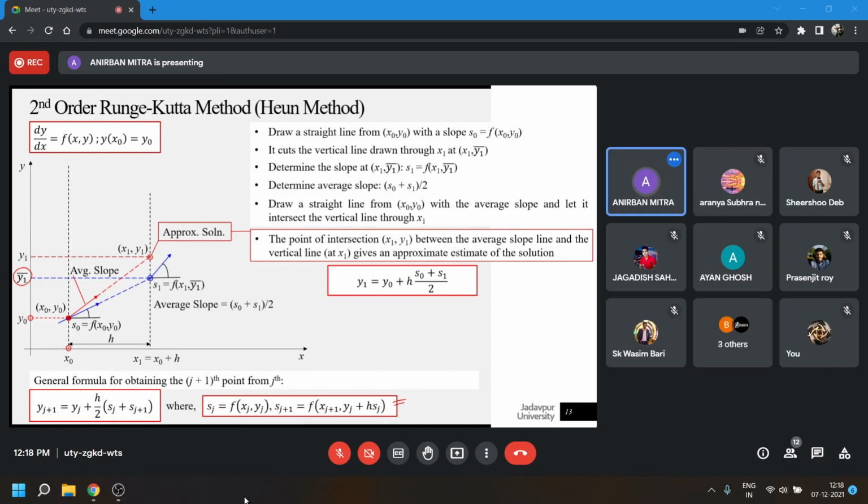And what is S0? S0 is basically f of x0, y0. That is what we have calculated over here. And what is S1? This is f of x1, comma, y1. Y1 here has been expressed as yj plus h sj, because we know this is y1 bar, that will be equal to y0 plus h s0. That is basically the equation of this line. It starts from y0, goes up to y1. The x coordinates are x0 and x1.